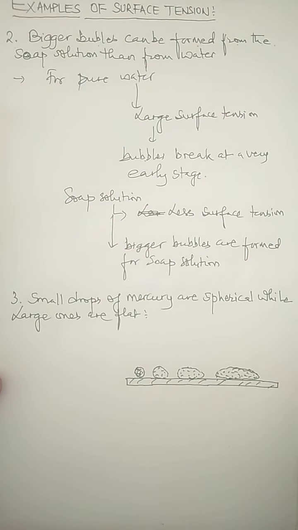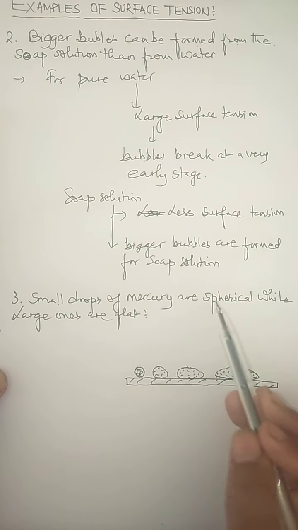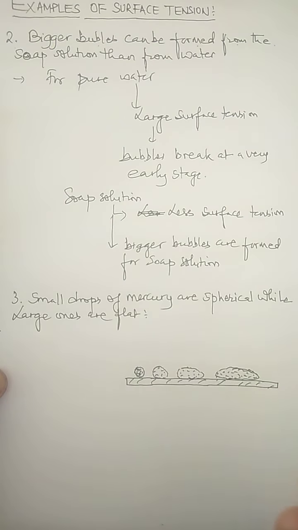Now we go to the next example of surface tension, which is also interesting and important. As I said, there are many examples of surface tension, but I will not discuss all of them. The number 3 example that I am going to discuss is that small drops of mercury are spherical. You know mercury forms very small droplets which are spherical in shape, while the large ones are flat. When mercury forms a large droplet, that large droplet is usually flat. Why does it happen that small drops of mercury are spherical while large drops are flat? It is also due to surface tension.